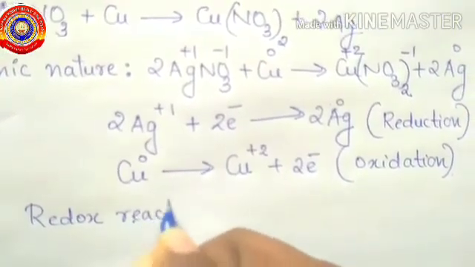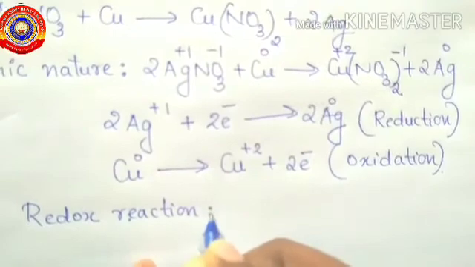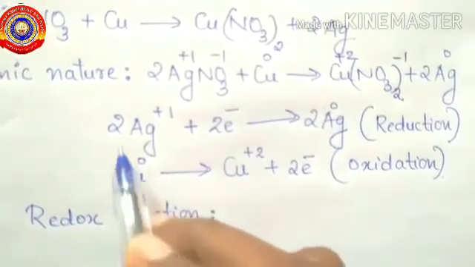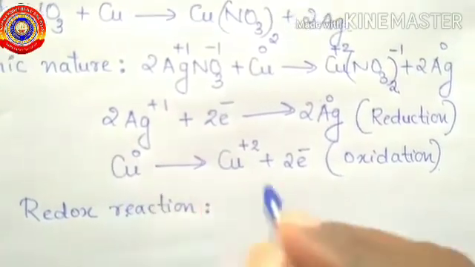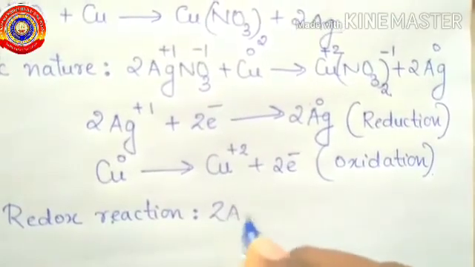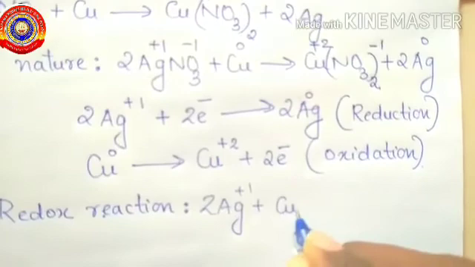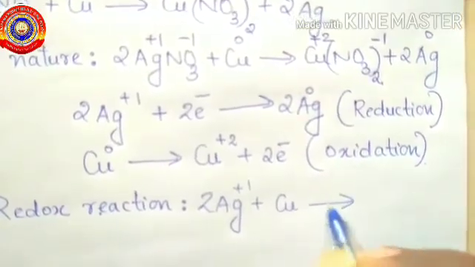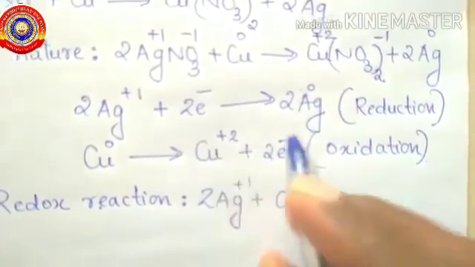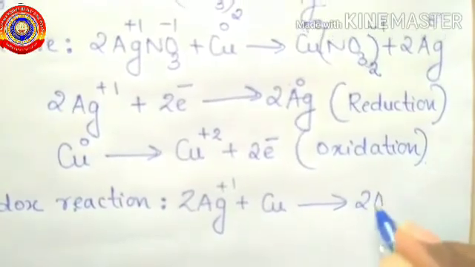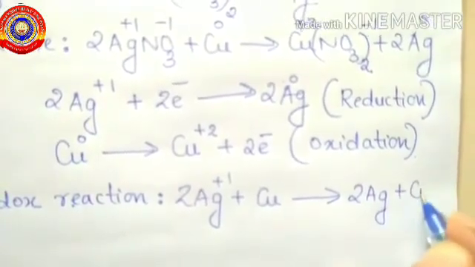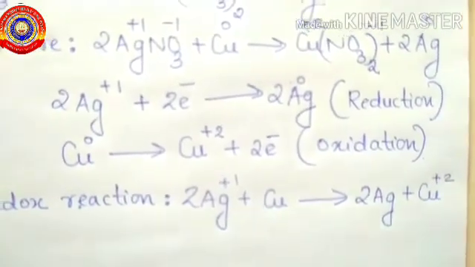Now let's write the equation for the redox reaction. Let's write the reactants first in the equation: 2Ag +1 plus Cu gives the products 2Ag plus Cu +2. Is that clear for you?